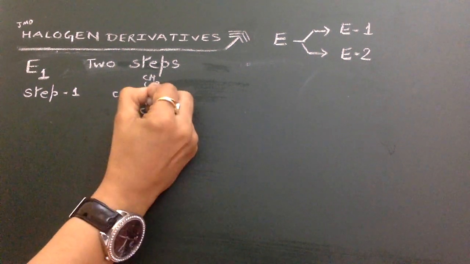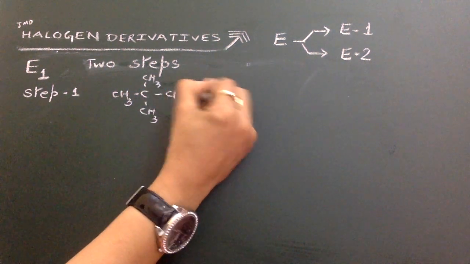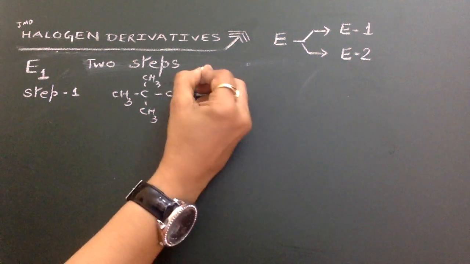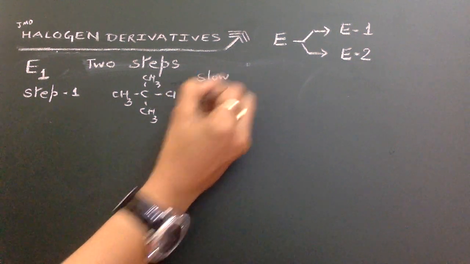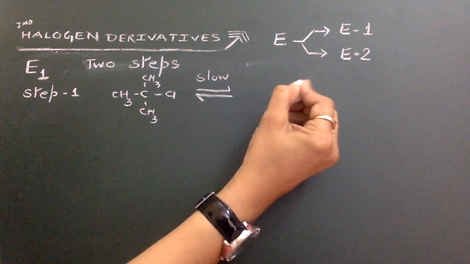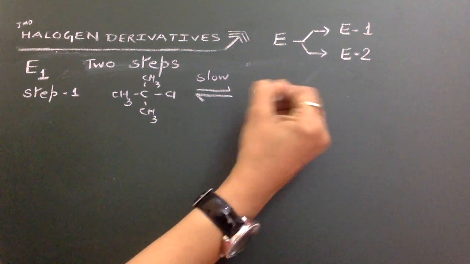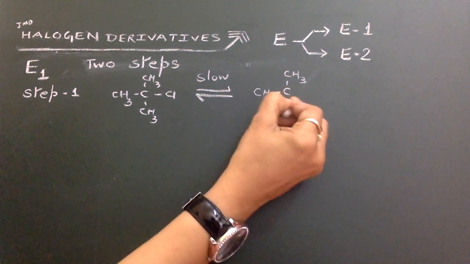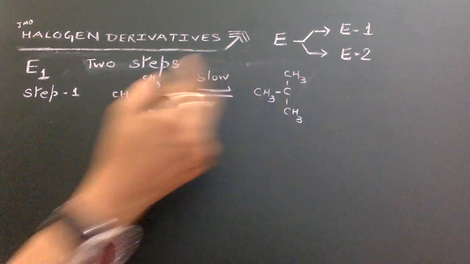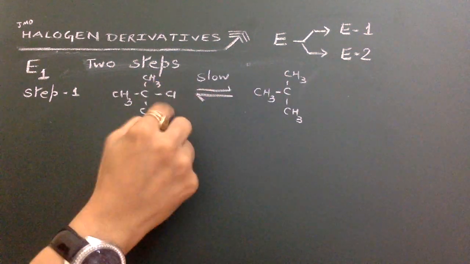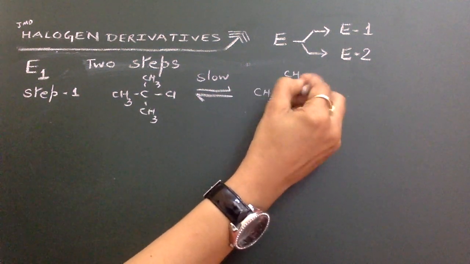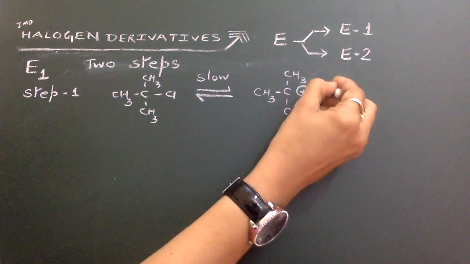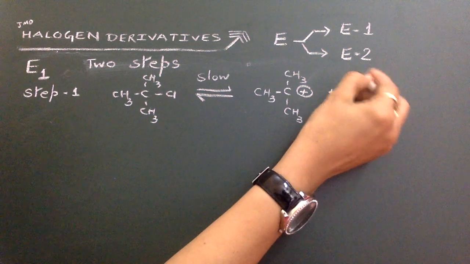This is tert-butyl chloride. This is a slow process, which I am indicating by a reversible arrow. It is quite a slow process. Rate always depends on the slowest step, and hence rate depends on the concentration of substrate here, because this is the slowest step, and we get a tert-butyl carbocation and the chloride anion.